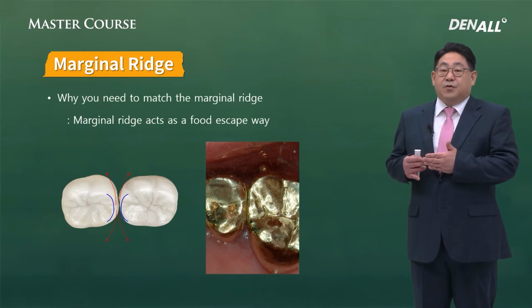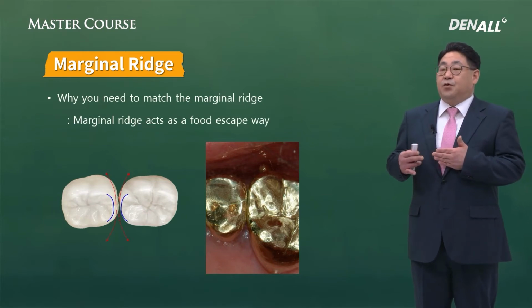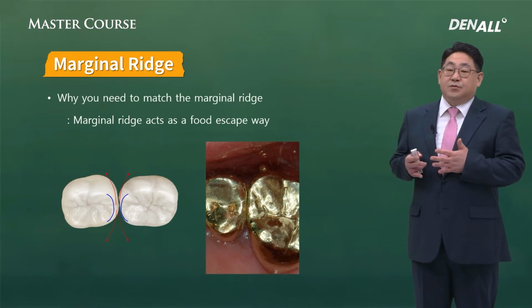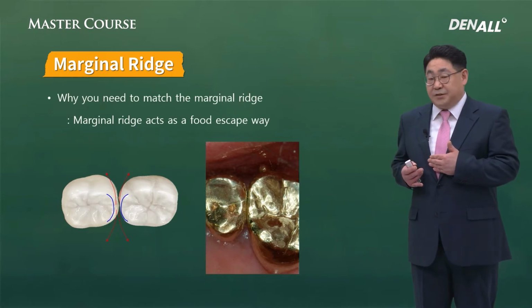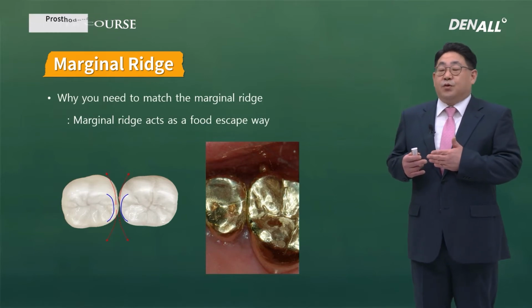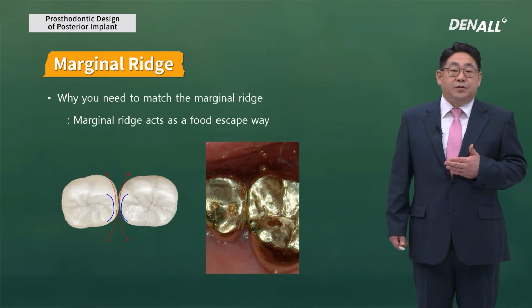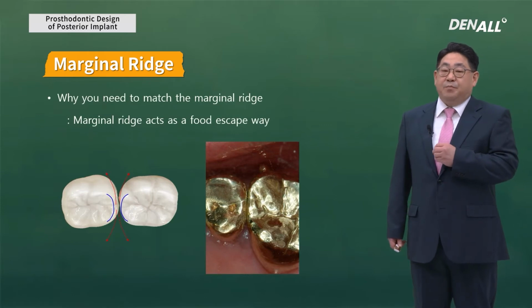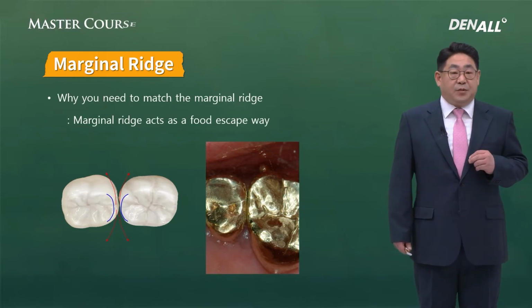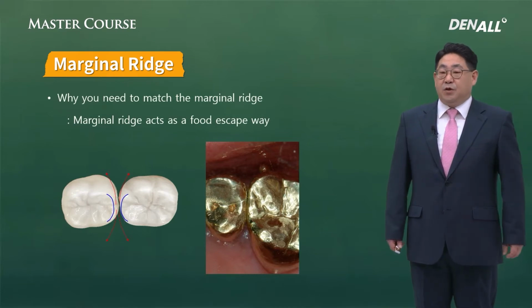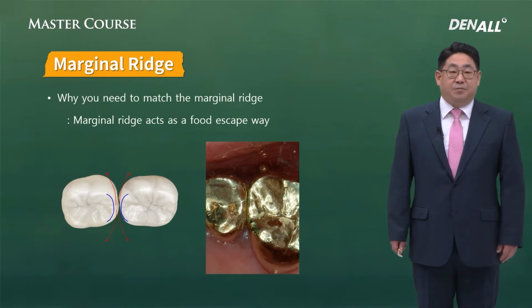In the image, the size of buccal and lingual embrasure is different. However, it has symmetrical structure in the form of isosceles triangle. This needs to be considered very accurately. Marginal ridge prevents food impaction and it also serves as food escapeway. If we fail in providing this, food impaction occurs.